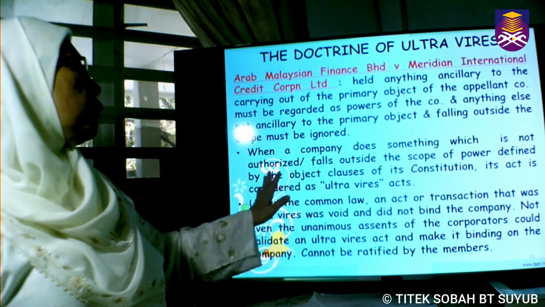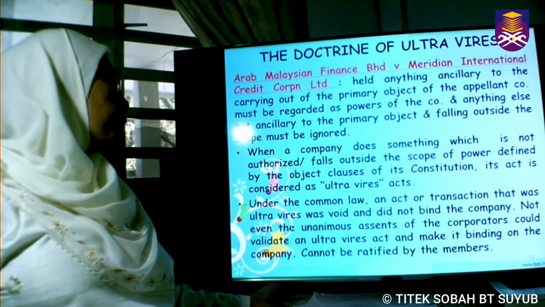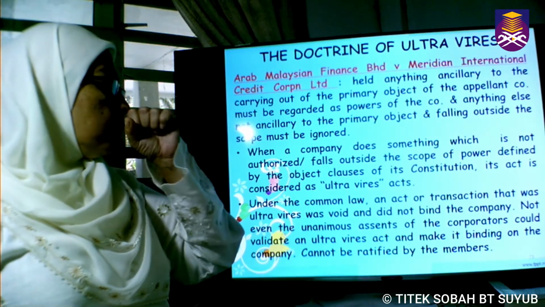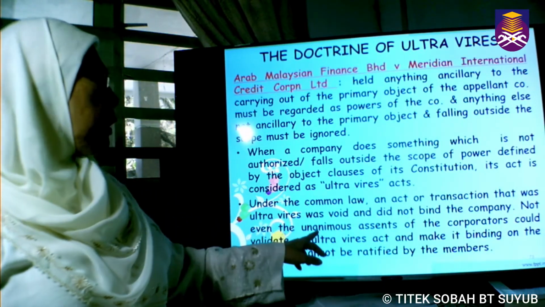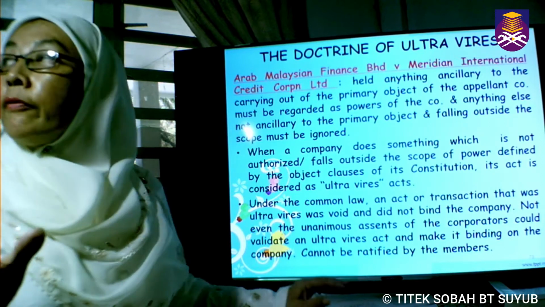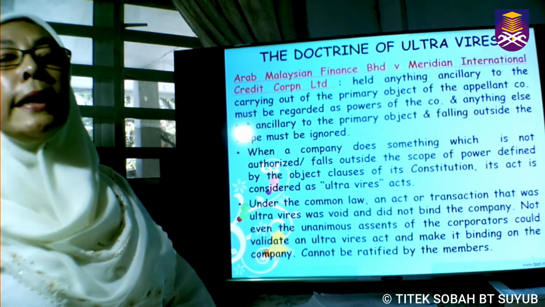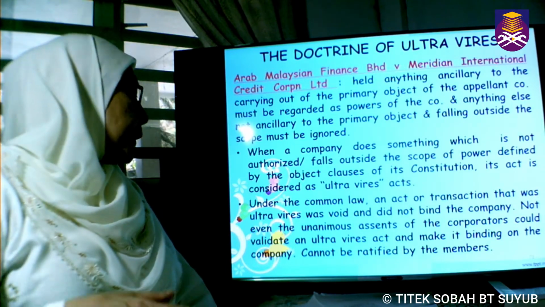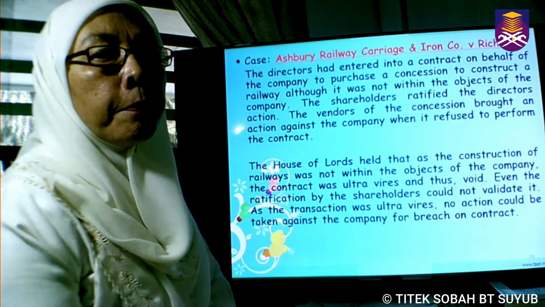So, when a company does something which is not authorized, which falls outside the scope of power defined by the object clause of its constitution, this is the one we say to be ultra vires. Right? Under the common law, an act or transaction that was ultra vires did not bind the company, not even with unanimous assent. So meaning if, let's say, the majority of the shareholders consented to it also, they cannot ratify. What I'm trying to tell you, they cannot even ratify this kind of contract, and they cannot make it binding on the said company. Okay, it's very different from a pre-incorporation contract.